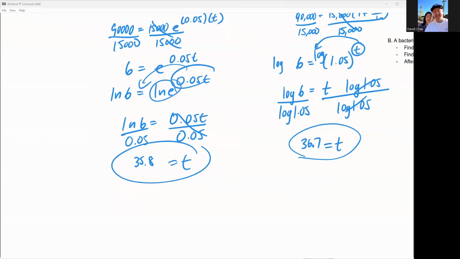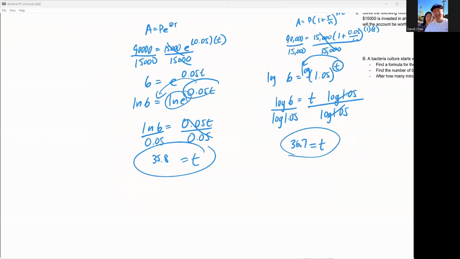Yes, why do you use the Pert formula? That's a continuous. Oh, if it was continuous? Yeah, anytime it says continuously, then just use the Pert formula. Oh, I didn't even know. Okay. Cool. All right, any questions on that? Good.